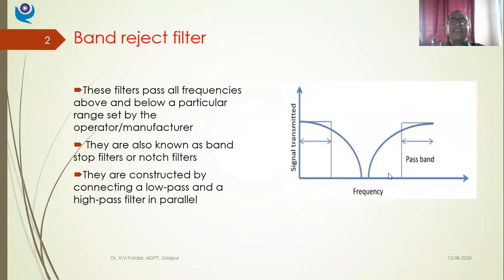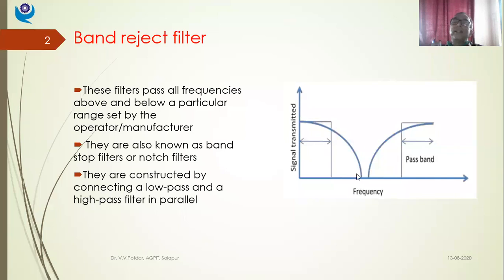Then I'll be using a band reject filter. The rejection will be from the lower cutoff frequency to the higher cutoff frequency. So this part of the signal will be chopped or rejected, and only the lower band frequencies and higher band frequencies will be allowed. This is called a band reject filter.